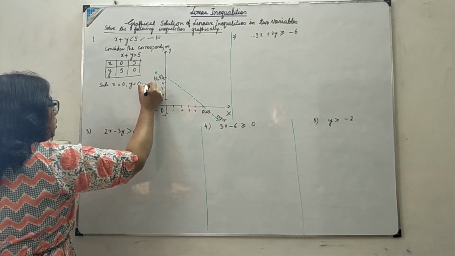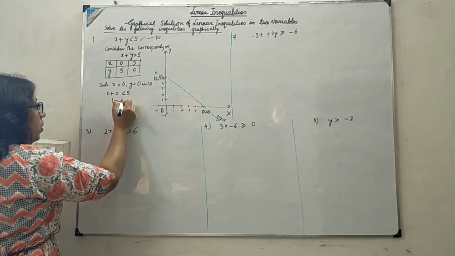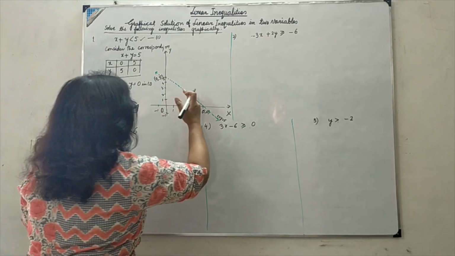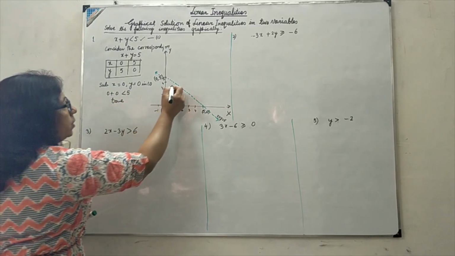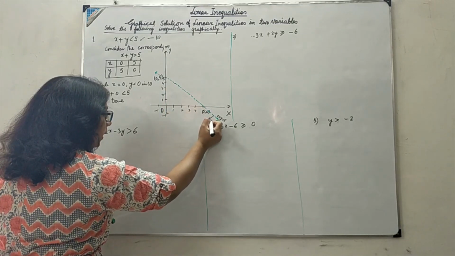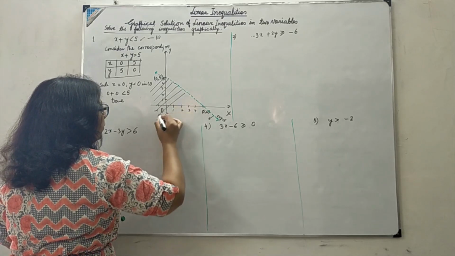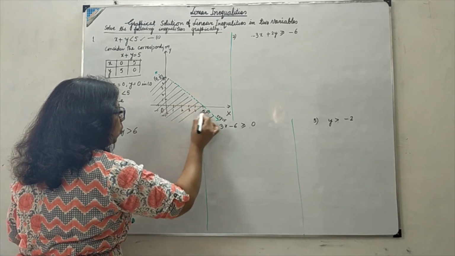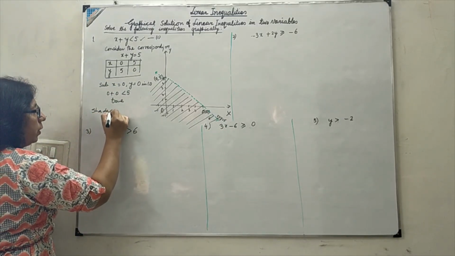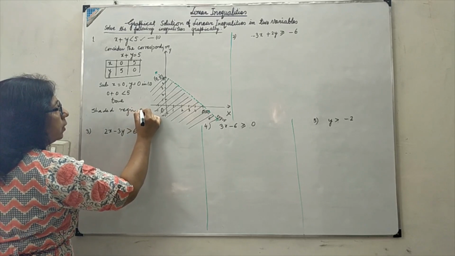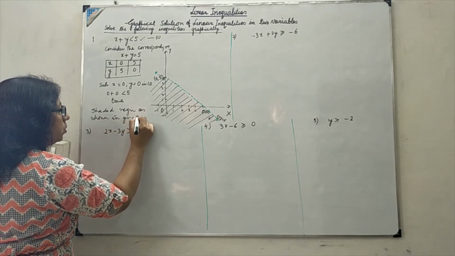in the first inequality. That will be 0 plus 0 less than 5, which is true and satisfied. So the half plane on the side of the origin will be required. So I will put an arrow for my convenience and darken this part. This half plane will be your required solution. The shaded region as shown in the graph is our required solution.